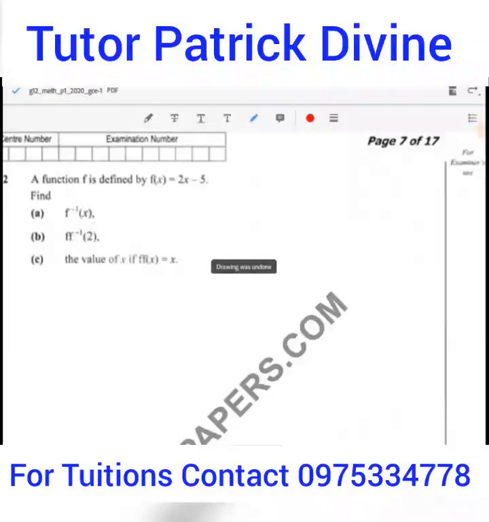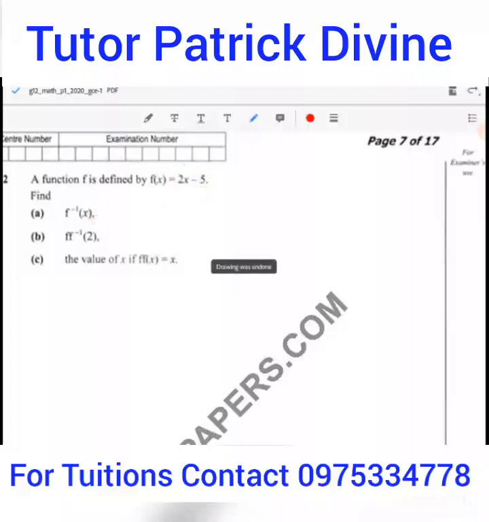Okay, so we are going to solve this question together under functions, and it's saying that the function is defined by f of x equal to 2x minus 5. So now we are to find f inverse of x.